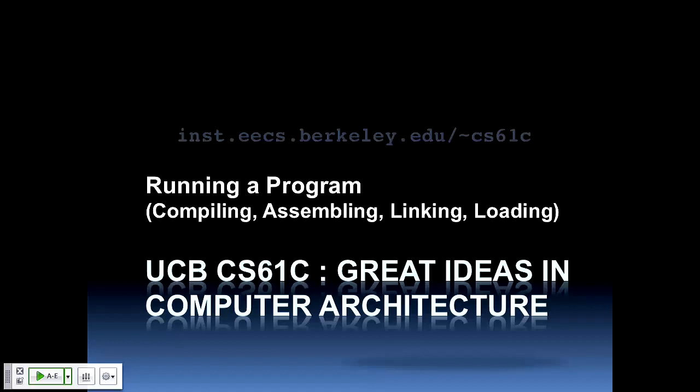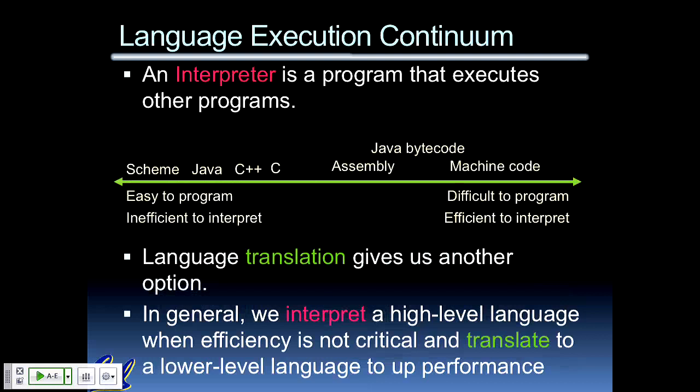Okay, so today we're going to talk about the whole process of compiling, assembling, linking, and loading, everything from writing your text code to getting the thing running on a real machine. So we're going to go all the way through this software tool chain that's between your C code and the actual hardware. So when you want to run a program on a machine, there's a lot of different ways of doing it. And there's this continuum from what we call interpreting the program to compiling it down.